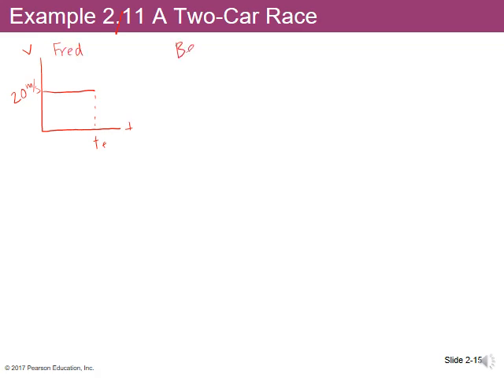Now if we draw a velocity time graph for Betty, hers is going to be different. She starts at 0 and she increases her velocity for the same amount of time. That's the same final time. We don't know her final velocity when she gets there. Remember, that was one of the unknown things we identified. However, we do know the slope of this line, right? We know that the slope of this line is equal to 5 meters per second squared.